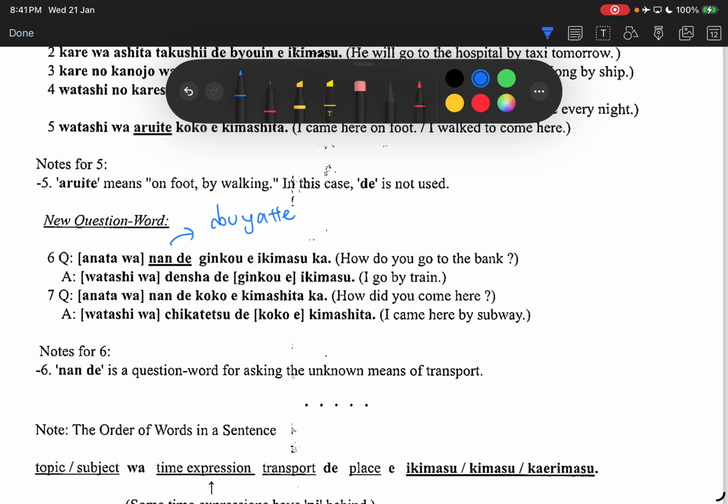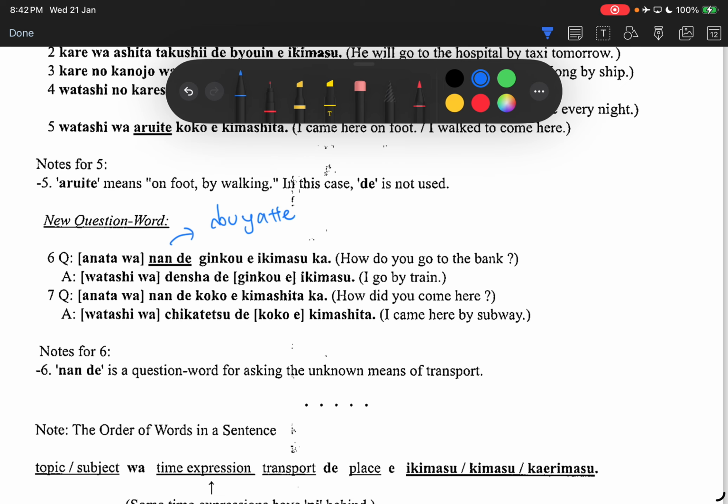Doshite is why. Doshite cannot be used as how. Doyatte is how, because yatte is te form of yarimasu. Yarimasu means to do something. So doyatte is how to do that something. If you want to ask this question, the best way is doyatte, because with nande, the person might just hear wrong and reply with why. Then they'll say something kara. Of course, why has another way to say it, which is doshite.